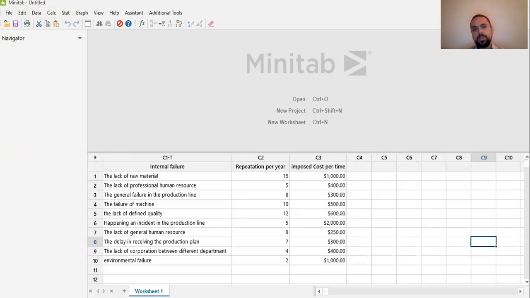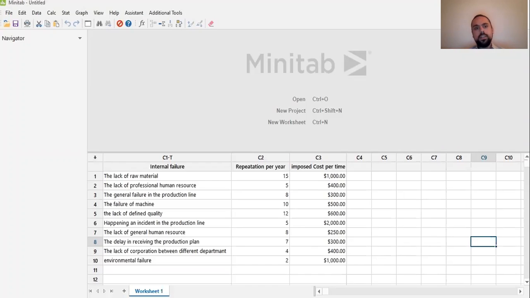The first column is about the internal failure in the production line. I listed different types of failures in the production line in the first column. The second one is the repetition of that failure in one year. For instance, 15 times the lack of raw material is possible to happen in one year. And the lack of professional human resource is 5 times per year. It's approximate.